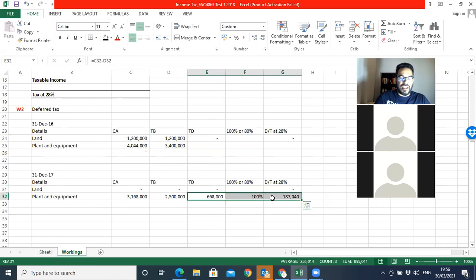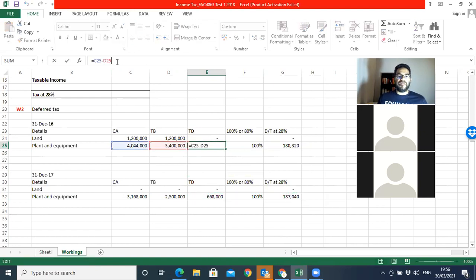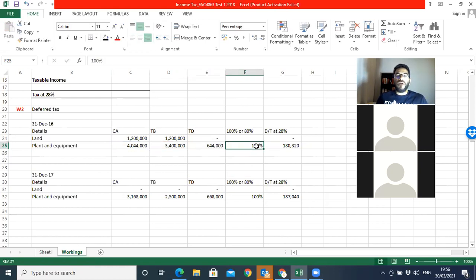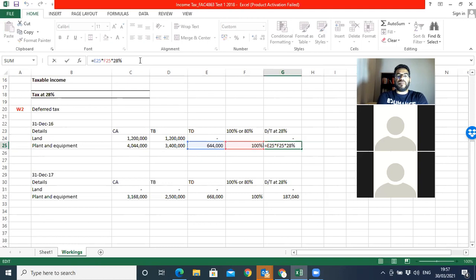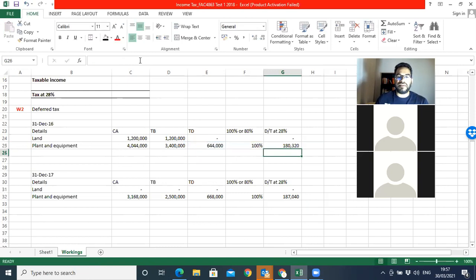What's the temporary difference? It is going to be the difference between carrying amount and tax base. Plant and equipment is based on 100%, because only a capital asset would be based on 80%. So the temporary difference at 100% multiplied by the tax rate of 28% gives me a temporary difference of 180.